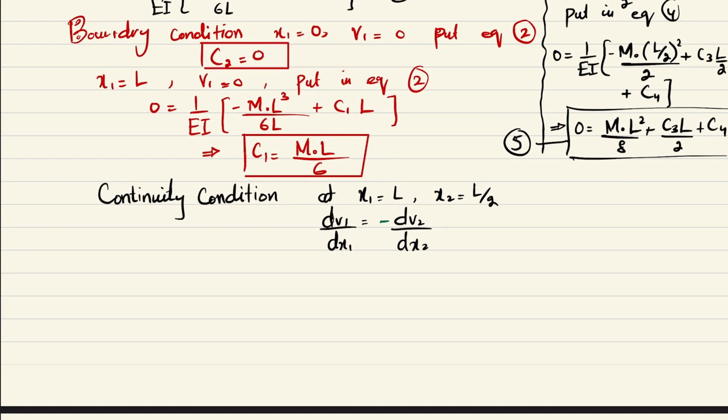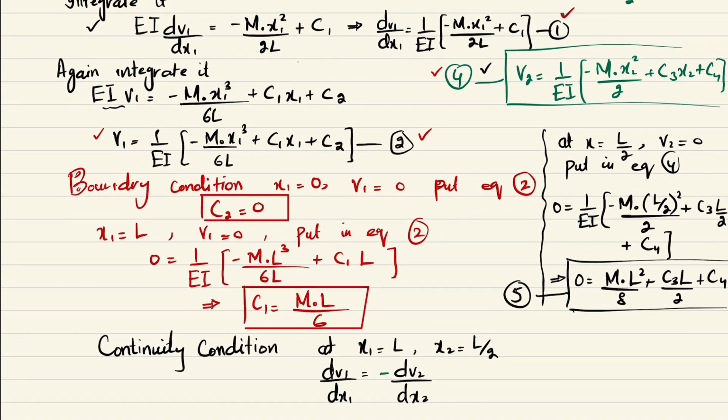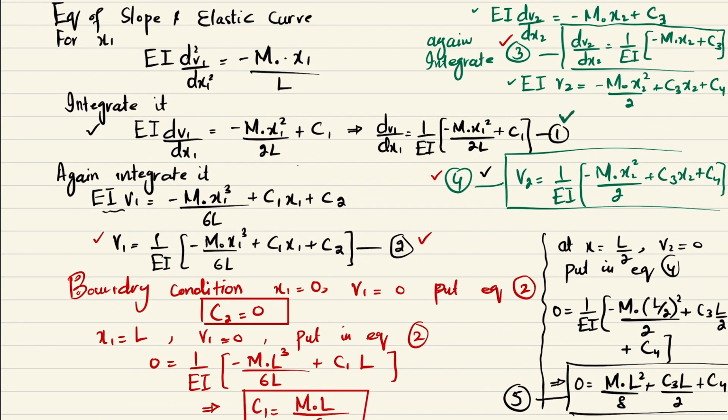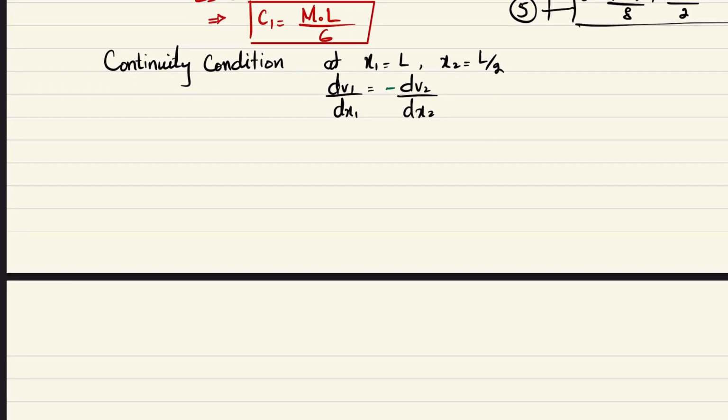Okay, so you can have the equation of dv1 over dx1, which is equation number 1, and dv2 over dx2, which is your equation number 3. Where is equation number 3? So this is your equation number 3. You have to put x1 is equal to L in the first equation, and you have to put x2 is equal to L by 2 in this equation. Clear? And you have to equate them, but with a negative sign. So I will do that.